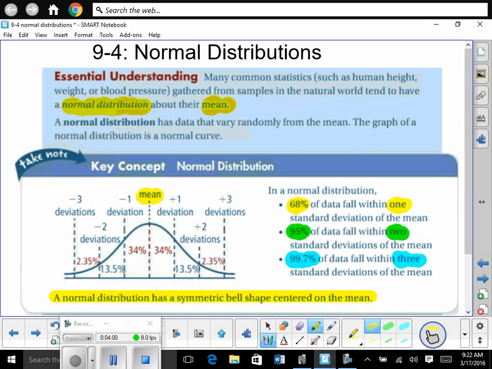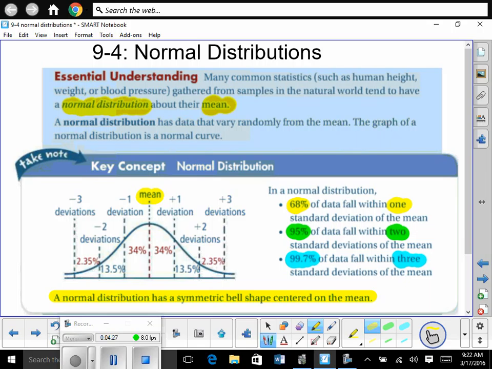Okay, a normal distribution has data that varies randomly from the mean. The graph of a normal distribution is a normal curve. So right here is a normal distribution. A normal distribution has a symmetric bell-shaped curve around its mean. Does everybody see how this has a symmetric bell-shaped curve around the average? Okay? So you'll want to write this down. So right here, this picture, you'll want to write it down.